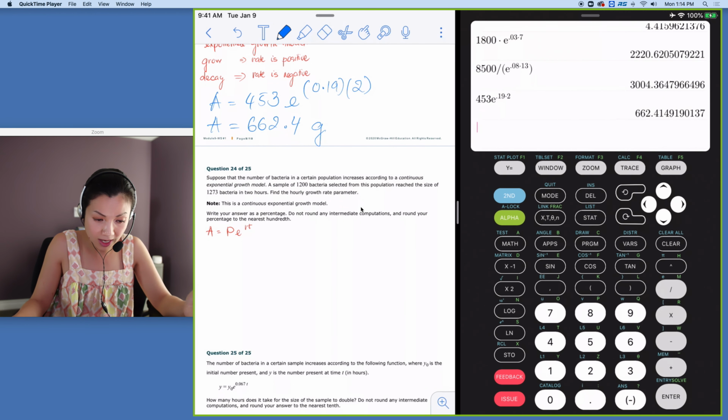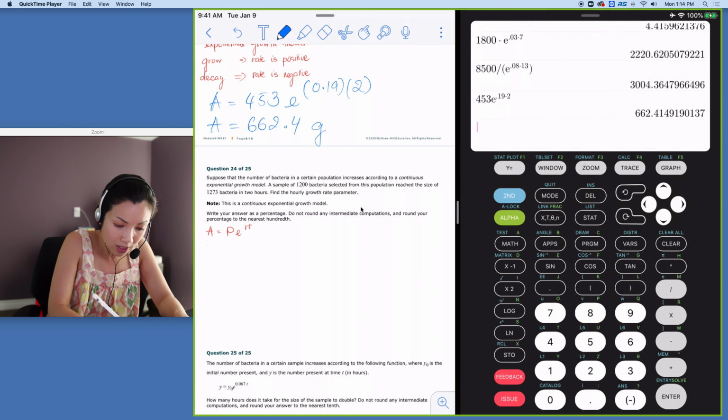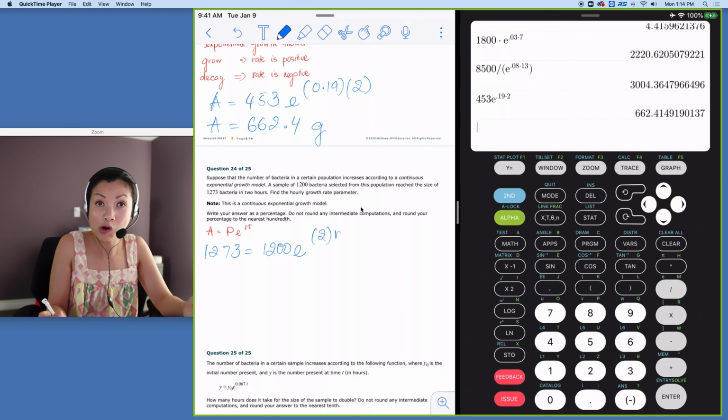Okay, 24. We have the exponential growth model. But this time they're asking you to find the hourly growth rate. So they're asking you for the rate. Now we have the final as 1273. The principal is 1200. And then we don't know the rate. We're looking for the rate, but we do know the time, which is 2 hours. So I have 2 times R.